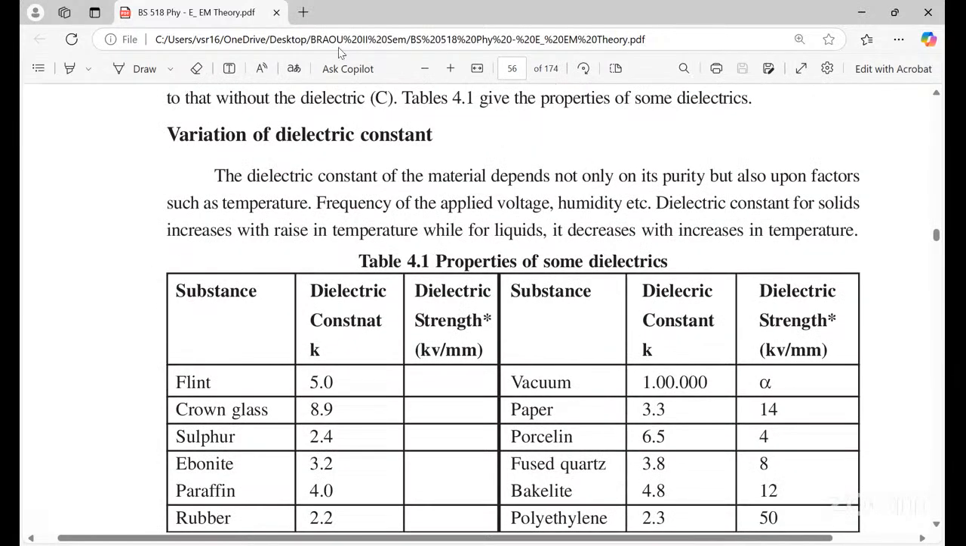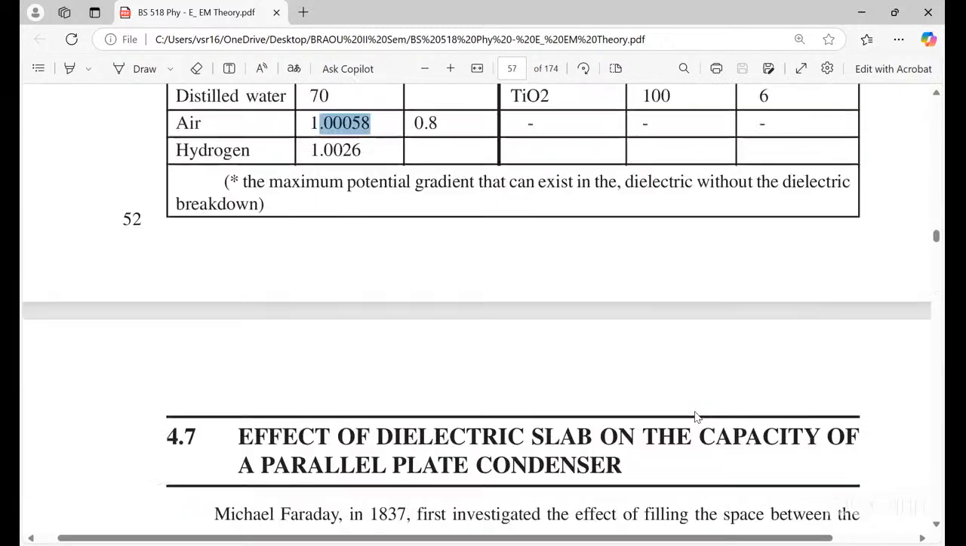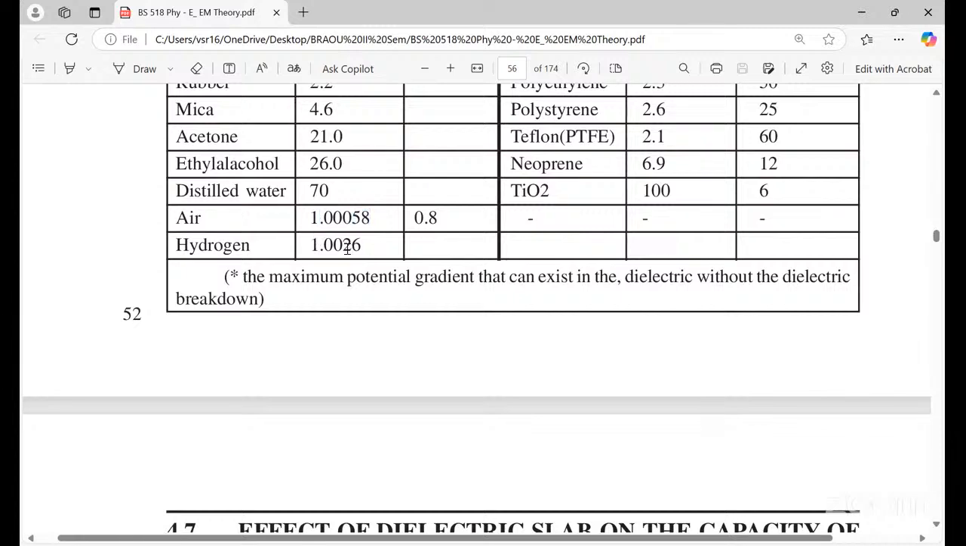So you can observe the variation of the dielectric constant here. Okay, different substances have different dielectric constants. For example, mica is 4.6. For air, the dielectric constant is 1, and Teflon is also to be considered here. Hydrogen is also 1.0026.